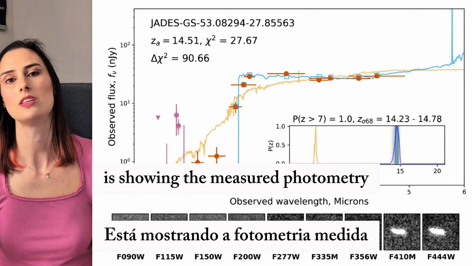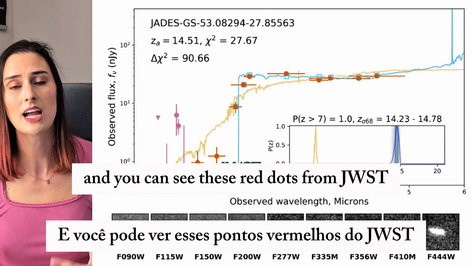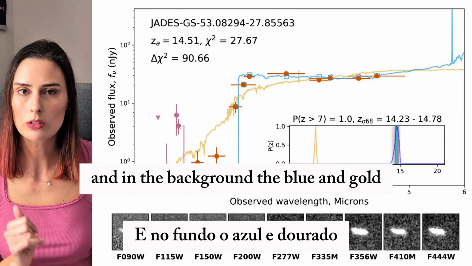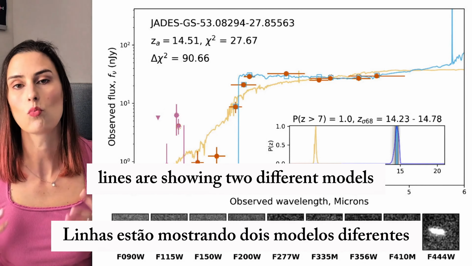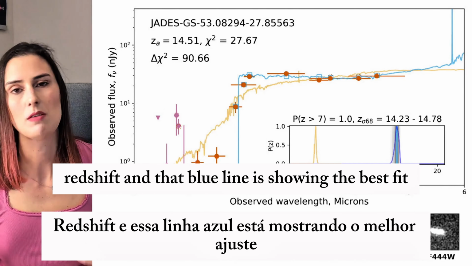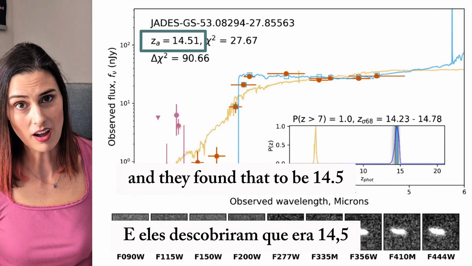And this top portion is showing the measured photometry across the wavelength bands, and you can see these red dots from JWST and these light purple ones that are from Hubble data. And in the background, the blue and gold lines are showing two different models of what the spectrum might look like at different redshift. And that blue line is showing the best fit model that they got, so the most likely redshift. And they found that to be 14.5.